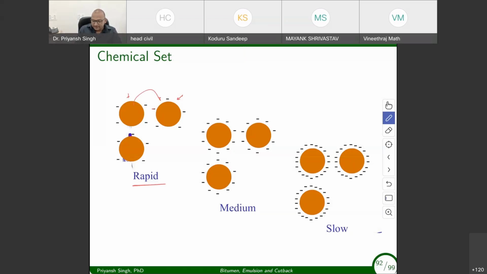Now, if it is intermediate, the speed of setting or coalescence will be medium. And if we have a very high amount of charges on the surface of these globules, we'll see the speed of coalescence will be least.